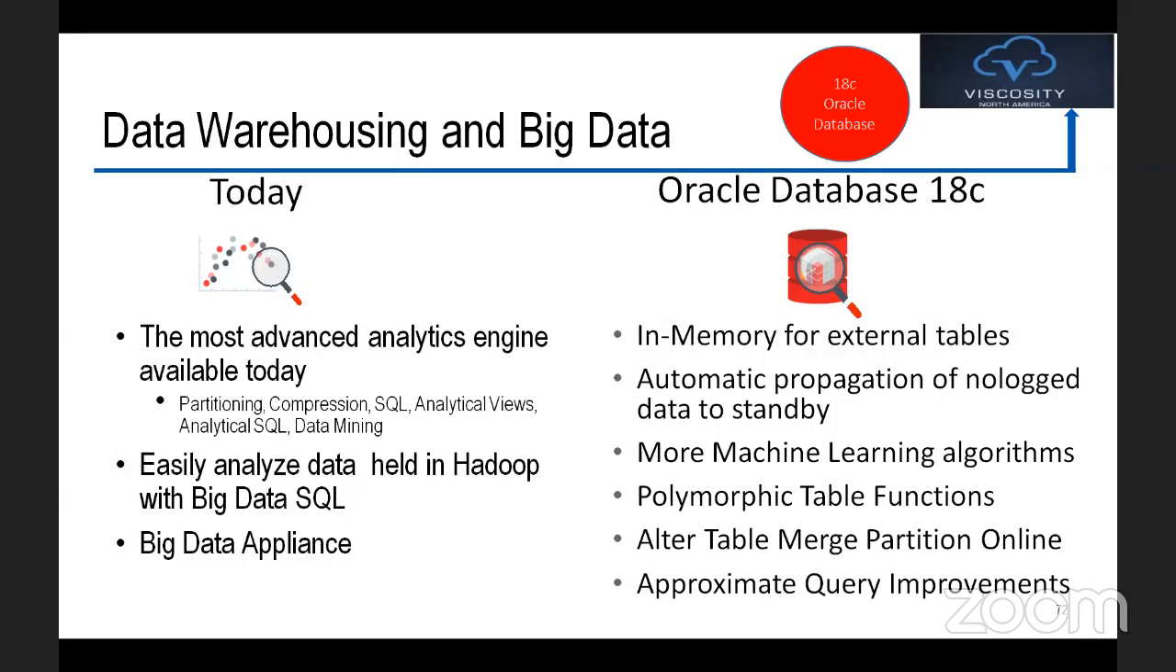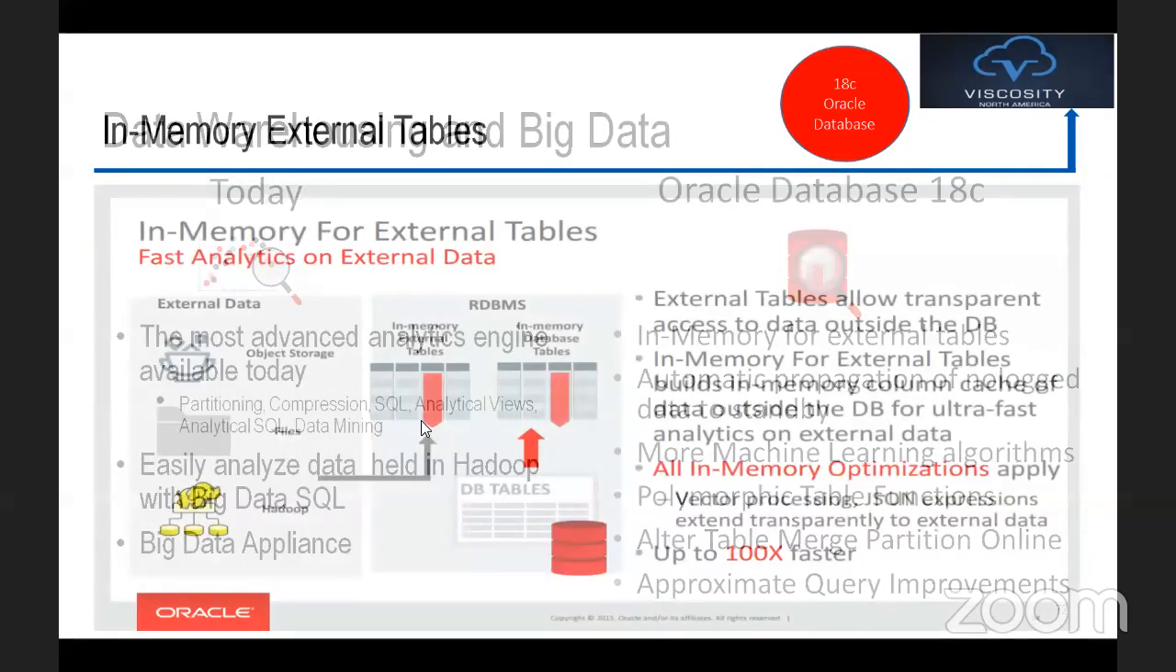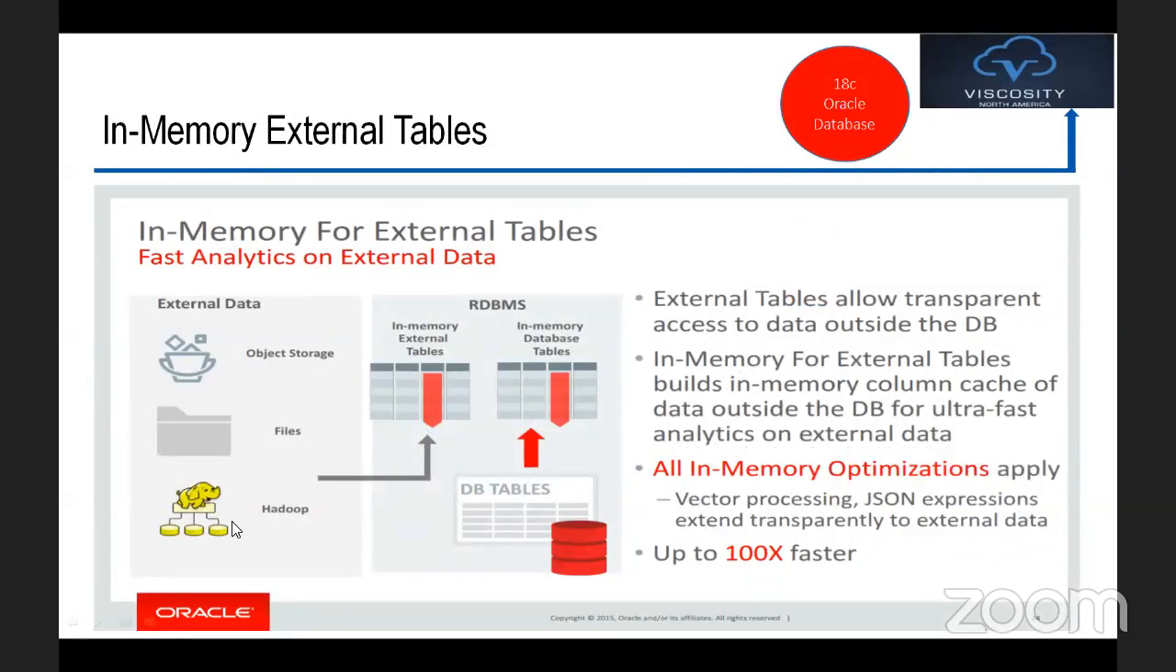Some other nice things for data warehousing and big data. One of them is in-memory tables. So we talked about Hadoop and how I can now partition it. Now I can put it in memory so that it can be faster, up to 100 times faster. Well, if I partition it right, it might be 100,000 times faster than Hadoop is. And guess what it is? Much more secure. That's the most important thing.